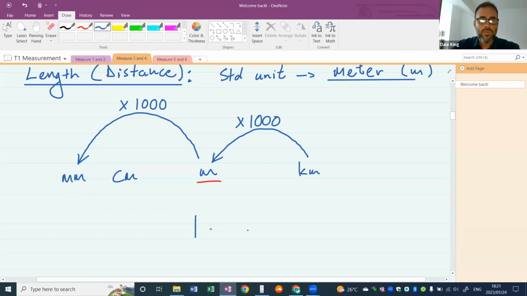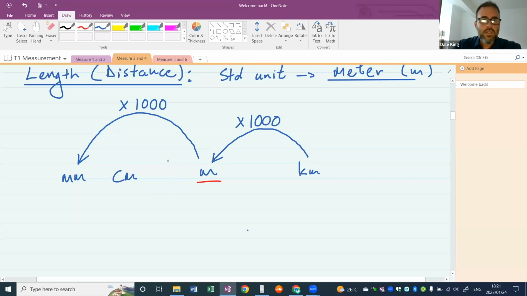So here's an example. To change 1 meter into millimeters, I have to times, because I'm going from a bigger unit down to a smaller one. I have to times by, and the jump is 1,000. So I have to times by 1,000. So the answer will be 1,000 millimeters. Okay. All right. So if you're going from a bigger unit of measurement down to a smaller one, you have to times.